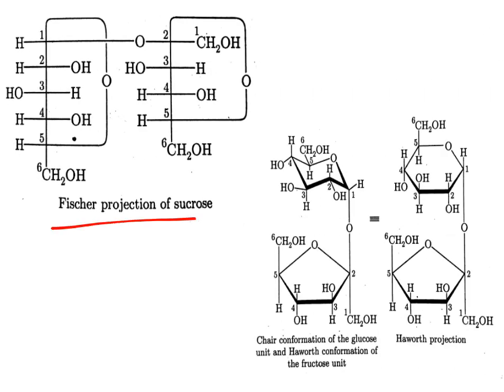This is the Fischer projection of sucrose, and this one is the chair conformation for glucose and Haworth projection for fructose, and this one is both the Haworth projection for glucose and fructose. So these are the representations of sucrose.